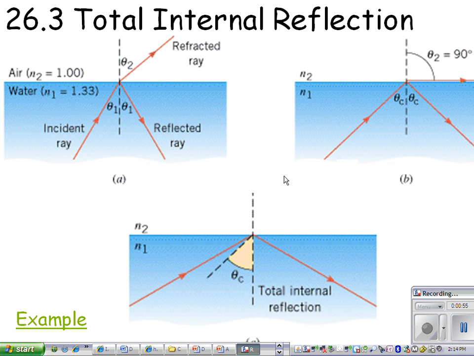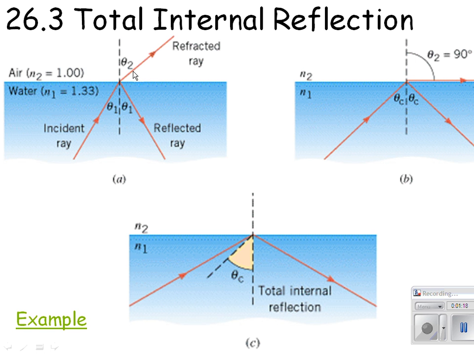So a few things here. The critical angle is where the angle of refraction is 90 degrees. Total internal reflection occurs when the incident light is beyond the critical angle. And this phenomenon will only occur if the light is going from a high index of refraction to a lower index of refraction, because you need the light ray to bend away from the normal to go to 90 degrees.